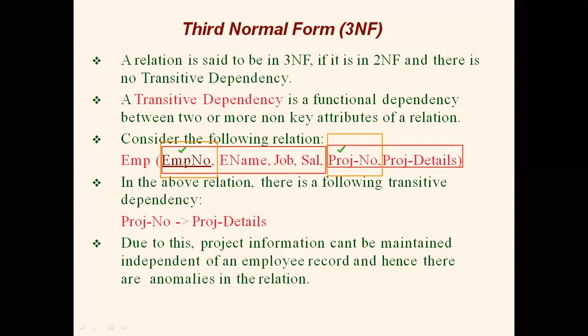Okay, so we have table 1, table 2, table 3. Table 1 has the employee number, employee name, job and salary. Table 2 has project number and project details. Likewise, table 3 has employee number and project number. So here we can have a more relational table and we can decompose this as well.